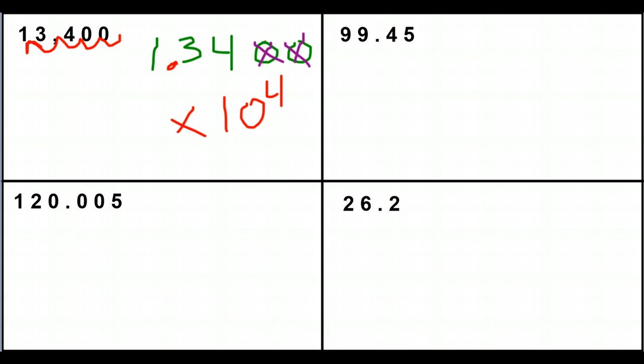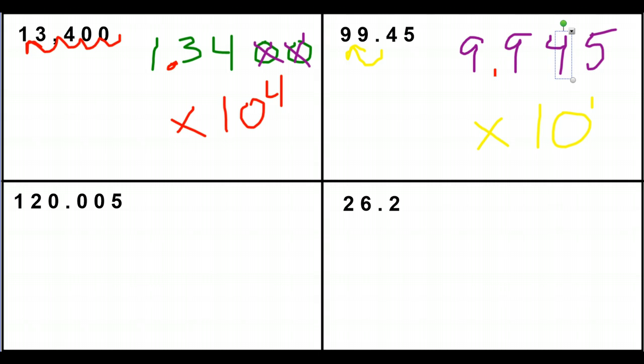For number 2, 99 and 45 hundredths, we want the digits 9, 9, 4, 5 in that order with that orientation. And that means we want our decimal point between the two 9s, so it is now 9 and 945 thousandths because that number is between 1 and 10. To do that, we only need to move the decimal place 1 space, so we only need to multiply this by 10 to the 1st. 1 is our exponent, 9.945 times 10 to the 1st.